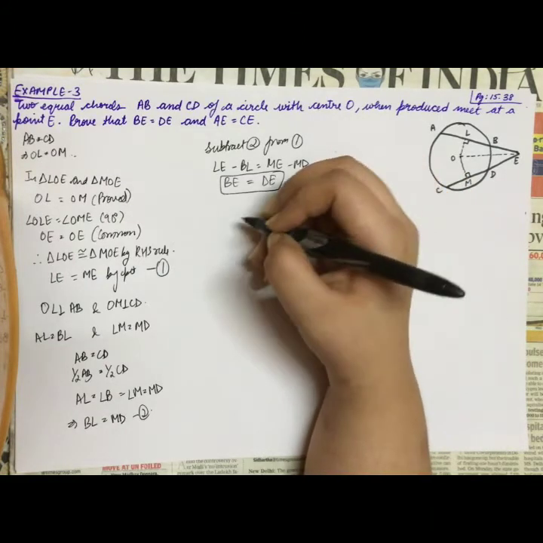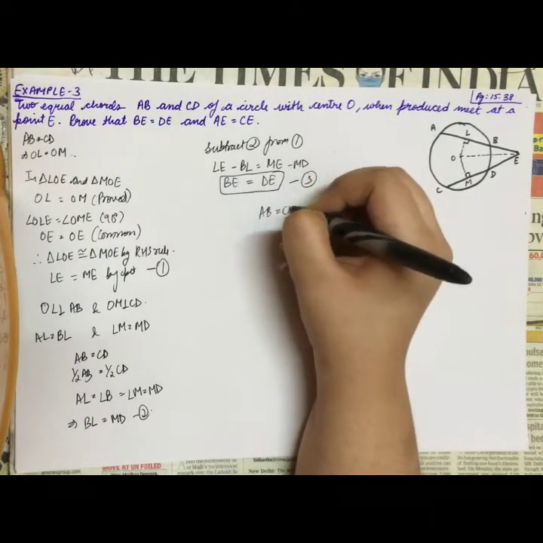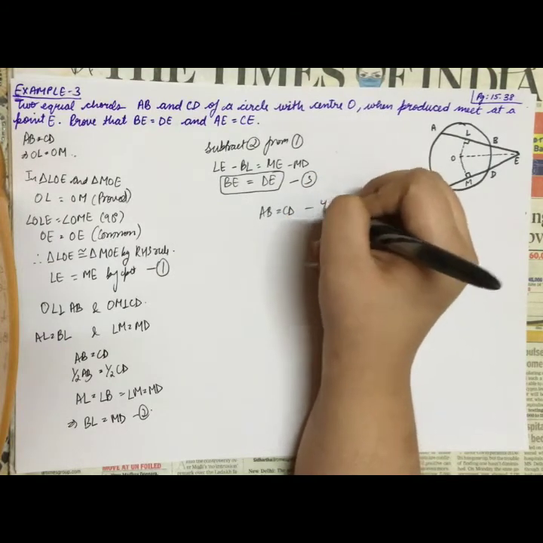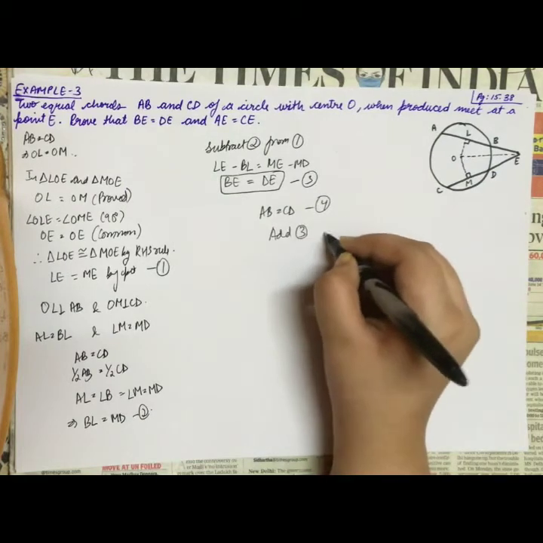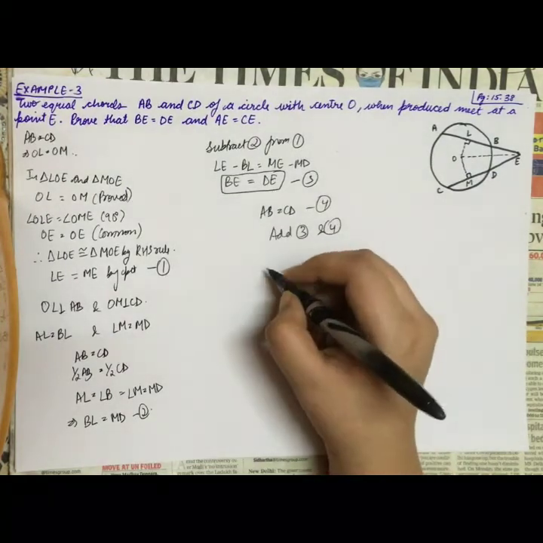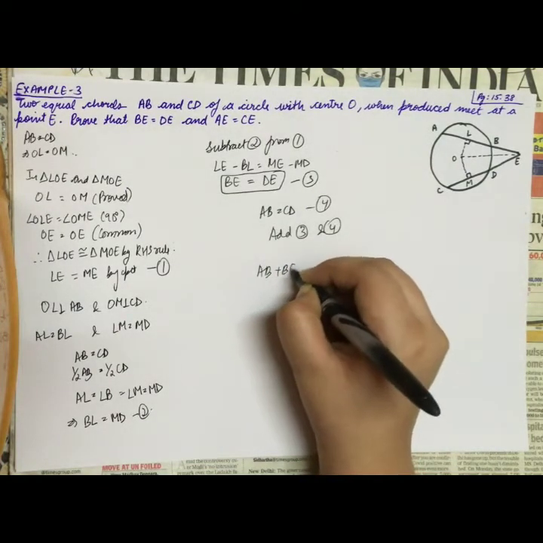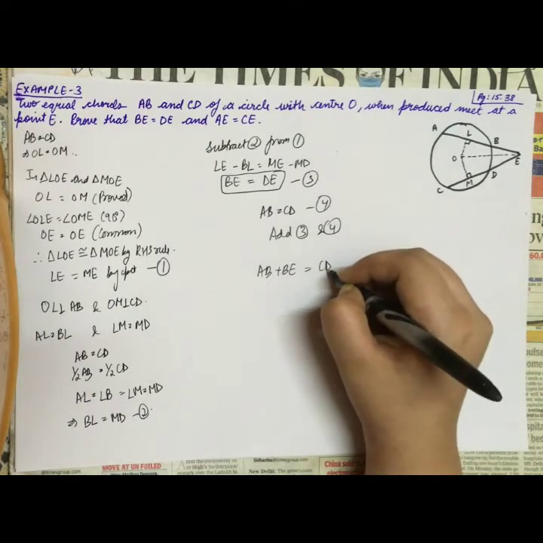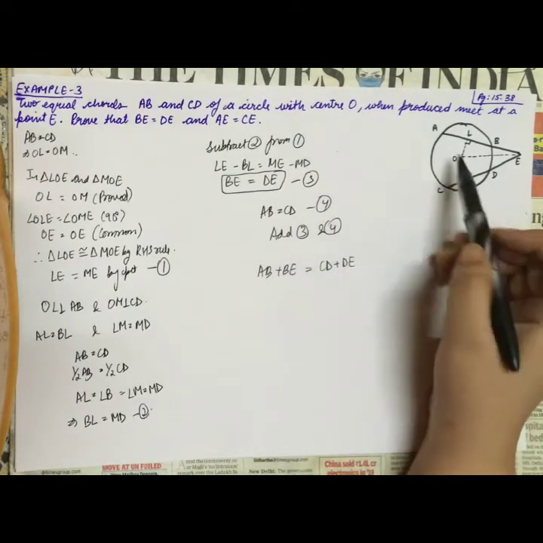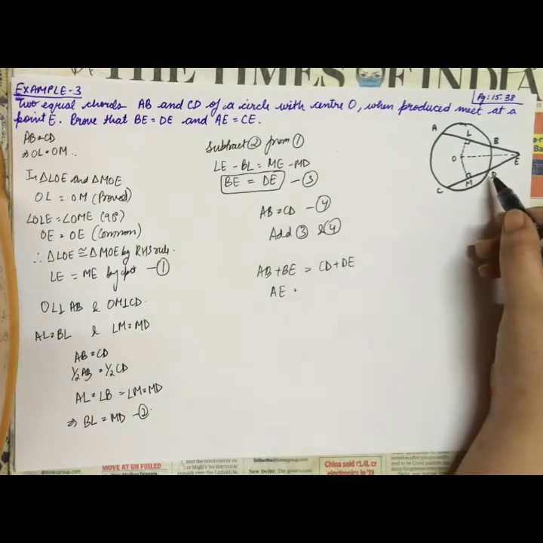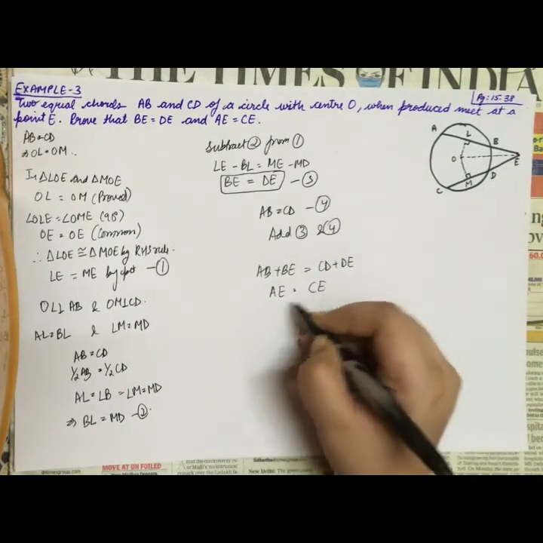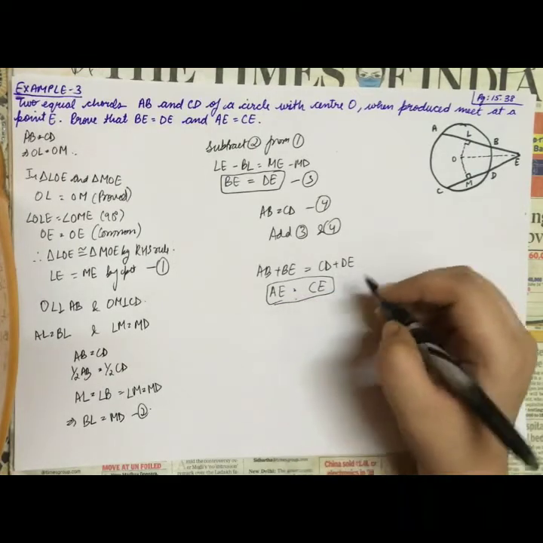Now it is given that AB is equal to CD, which will be marked as 4. Now we will add 3 and 4, which means AB plus BE is equal to CD plus DE, and AB plus BE is equal to AE, and CD plus DE is equal to CE. Hence proved.